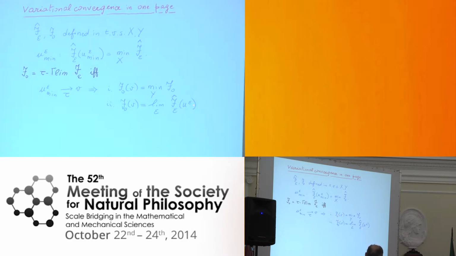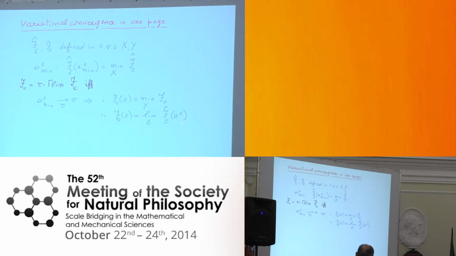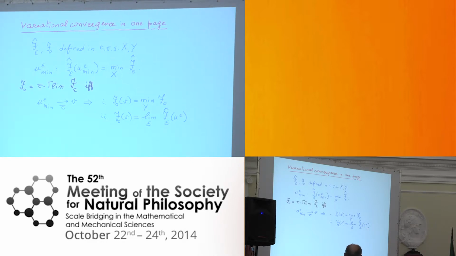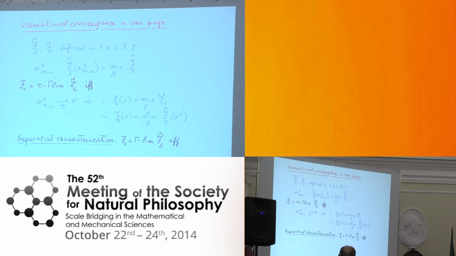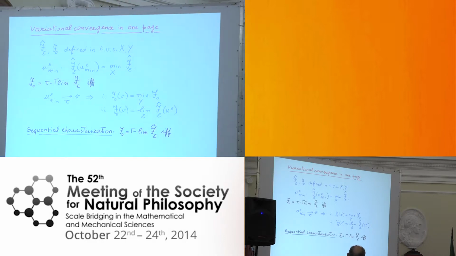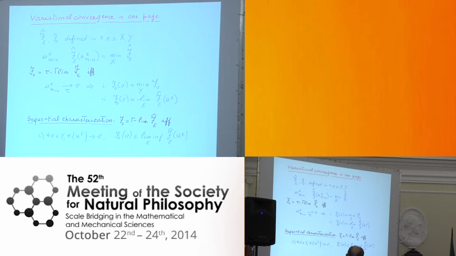And when this happens, then V is the minimizer of F0 over Y, and the minimum of F0 is the limit of the minimum of the F epsilon. Of course, one has the problem to establish when a function F0 is the gamma limit of a sequence of F epsilon. Fortunately, when, for instance, the F epsilon are uniformly coercive, there is a sequential characterization of gamma convergence, which says that F0 is the gamma limit of F epsilon if and only if two types of inequalities are satisfied.